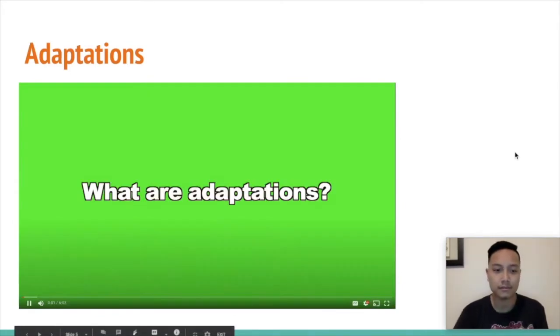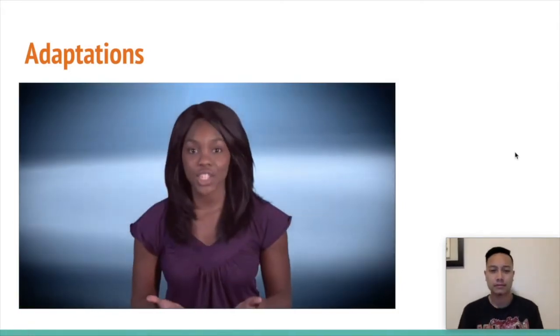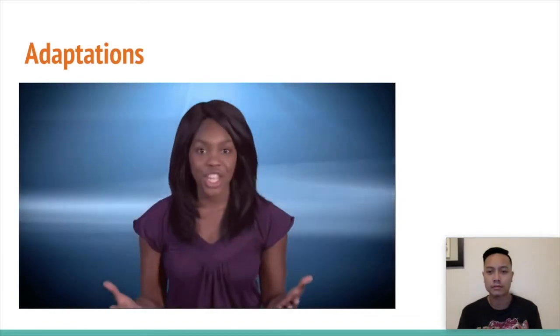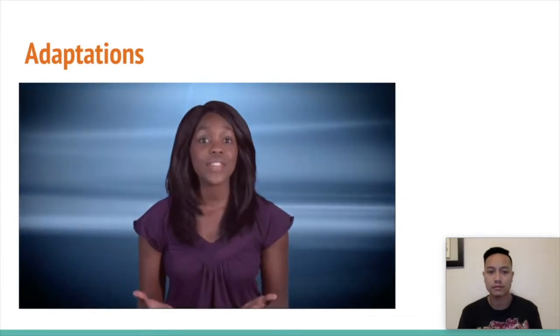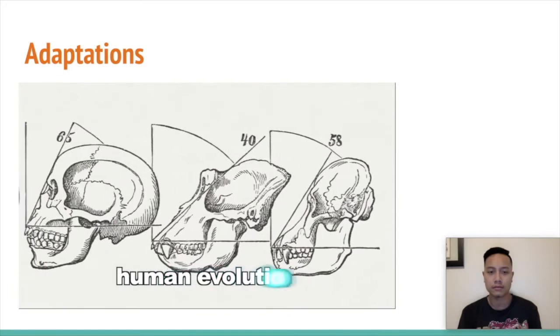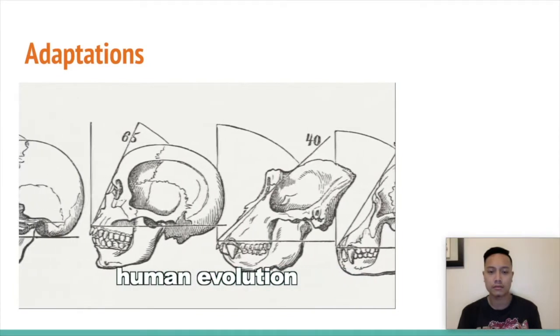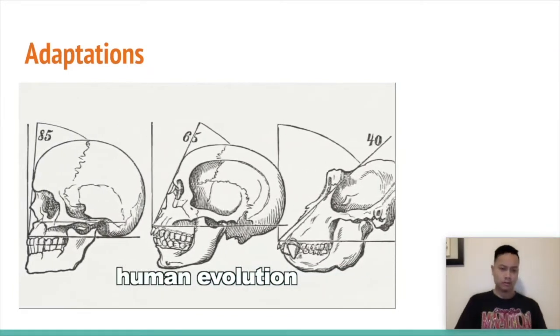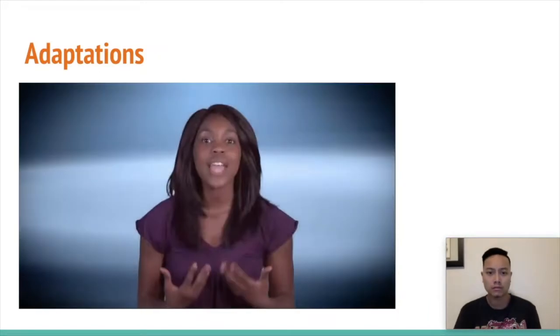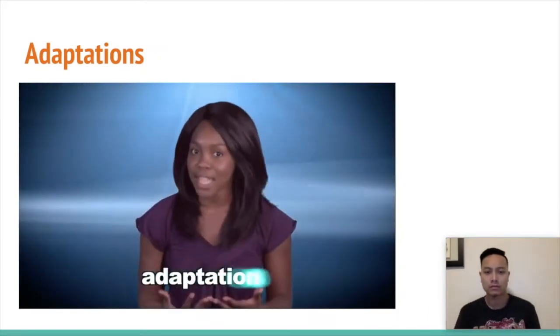What are adaptations? We know that living things change and that our world is always changing around us. Darwin's theory of natural selection tells us that over many generations, species develop certain traits in response to changes in their environment. These traits help them to survive and are called adaptations.